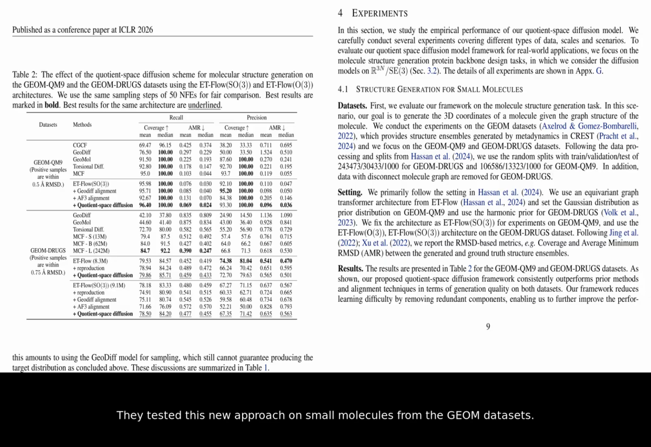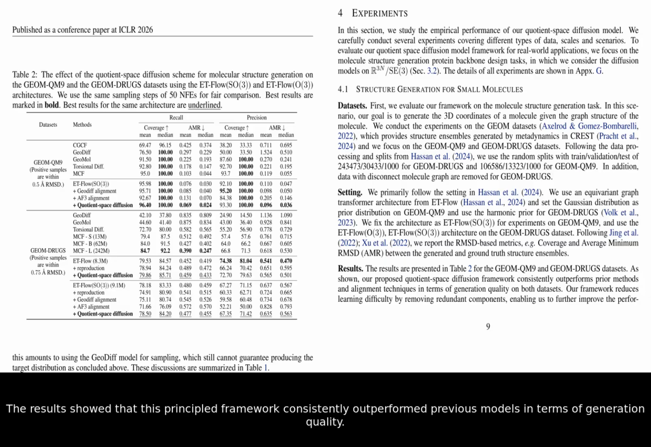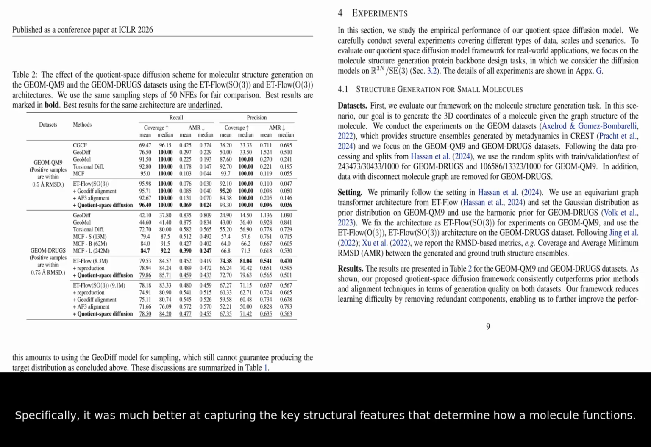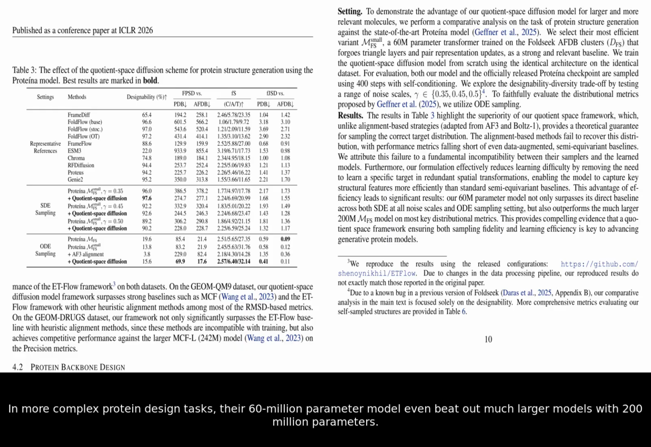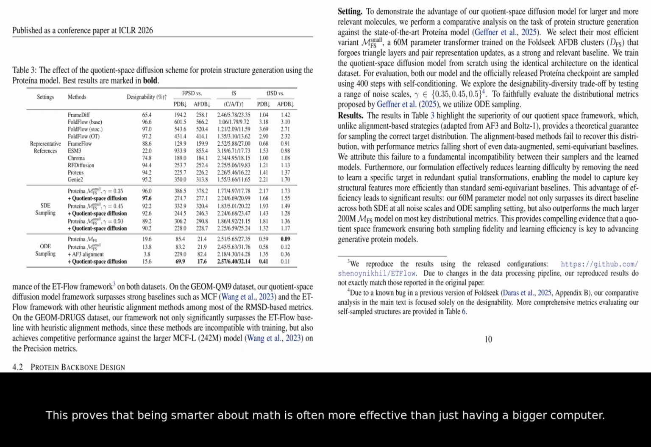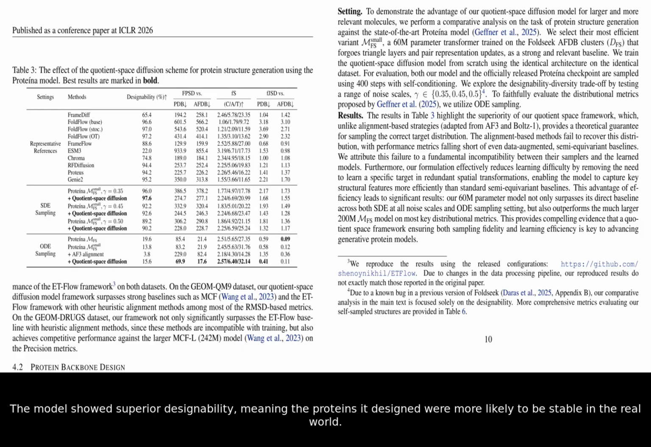They tested this new approach on small molecules from the GEOM datasets. The results showed that this principled framework consistently outperformed previous models in terms of generation quality. Specifically, it was much better at capturing the key structural features that determine how a molecule functions. In more complex protein design tasks, their 60 million parameter model even beat out much larger models with 200 million parameters. This proves that being smarter about math is often more effective than just having a bigger computer. The model showed superior designability, meaning the proteins it designed were more likely to be stable in the real world.